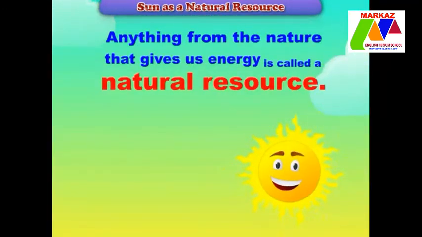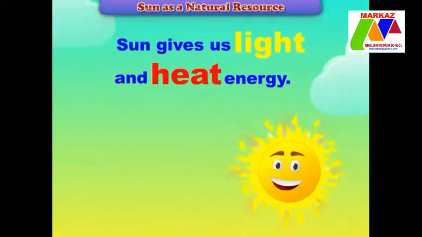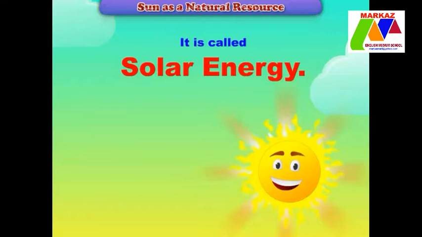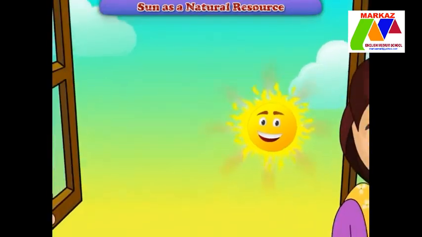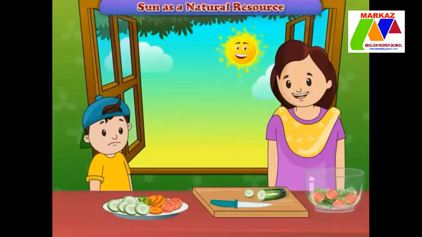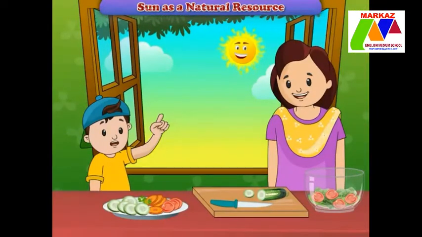Anything from the nature that gives us energy is called a natural resource. Sun gives us light and heat energy. It is called solar energy. Therefore, the sun is a natural resource. How do we use solar energy?